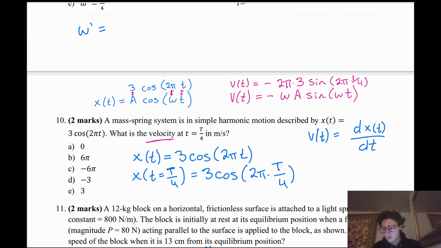I'm going to convert that to radians. If you convert it to degrees, you get 0.51, which is not any of the answers, but if you convert it to radians, you get 18.85. So I get v at t equals capital T over 4 is equal to 18.85. And now I'm just going to check what 6 times pi is, and that is 18.84. That's clean. But wait, we have a minus sign right here. Boom. So I think this is the answer. Minus 6 pi.